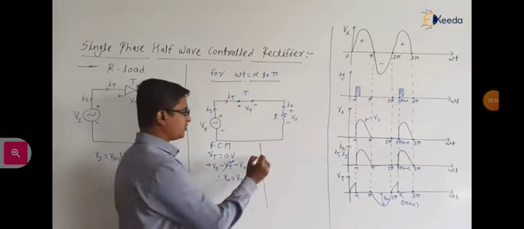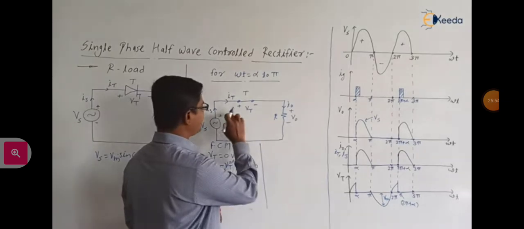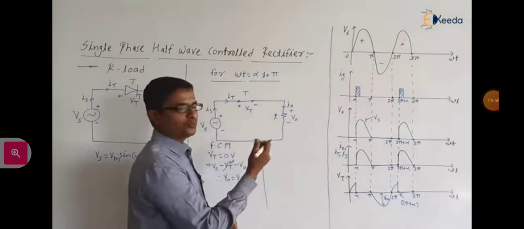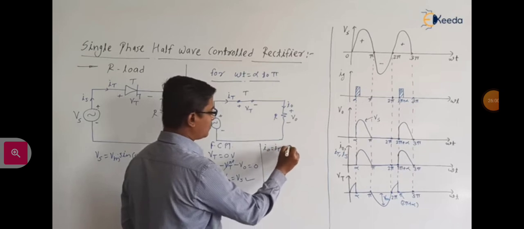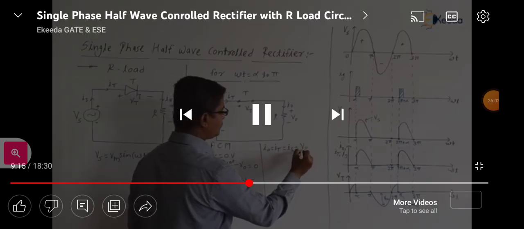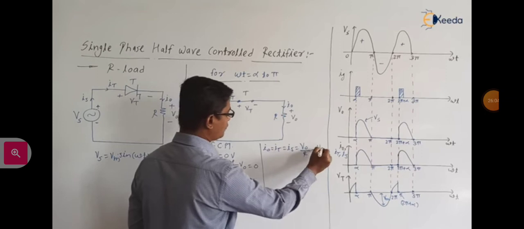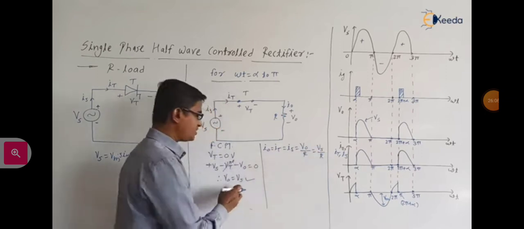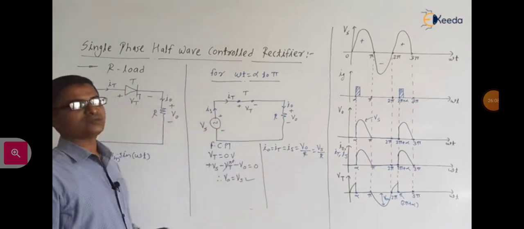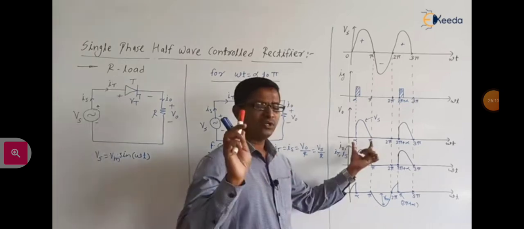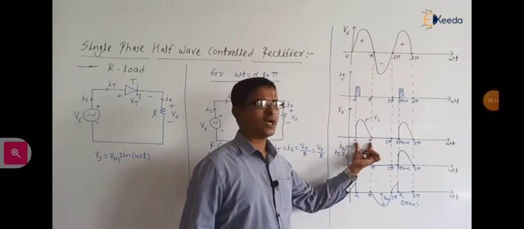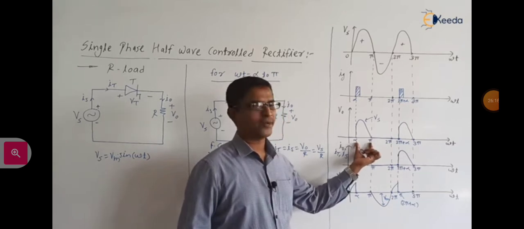Next, what is I0? As we know, I0, IT, and Is are all the same because we have only one loop. So I0 is equal to IT is equal to Is is equal to V0 by R, which is equal to Vs by R, because V0 is the same as Vs. Are you getting the point? Now for omega t between alpha and pi, what is V0?